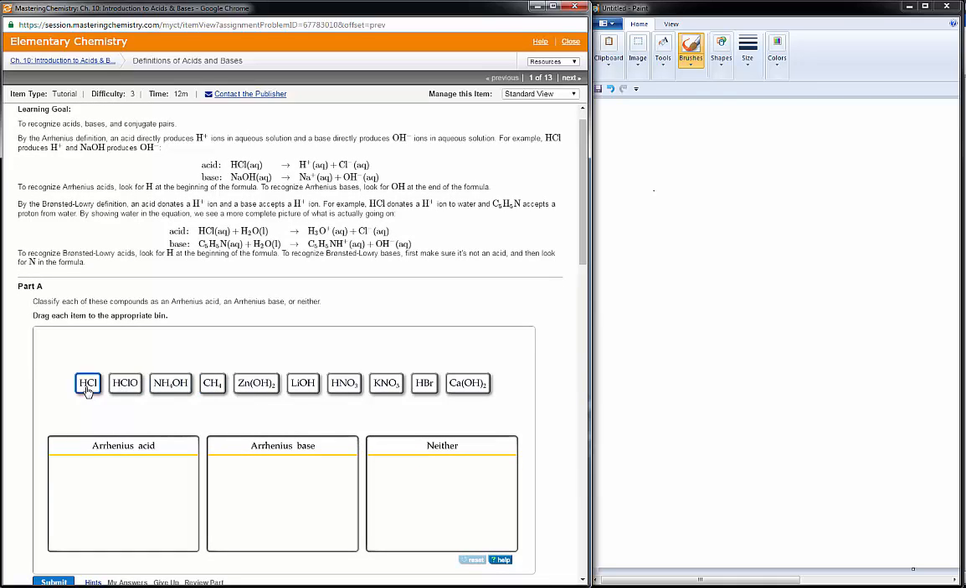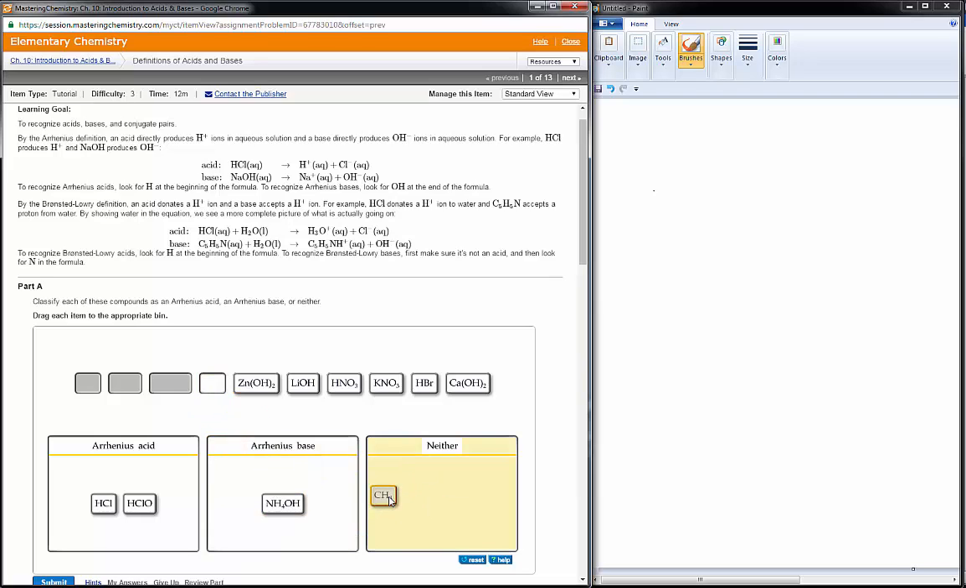So HCl will produce H+ ions that can split up, so that would be an Arrhenius acid. HClO can also produce H+, because then you'll be left with the ClO- polyatomic ion. And NH4OH can contribute OH- to solution, and you'd be left with NH4+, which is the ammonium ion you recognize. So that's going to be an Arrhenius base.